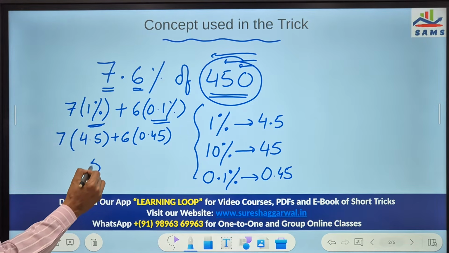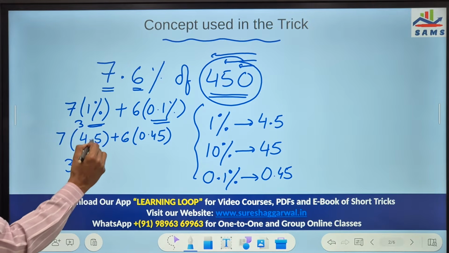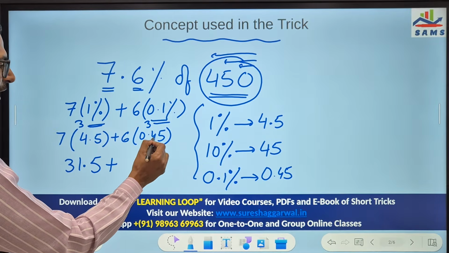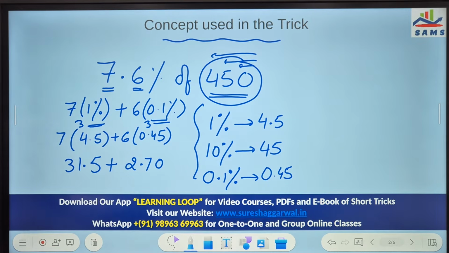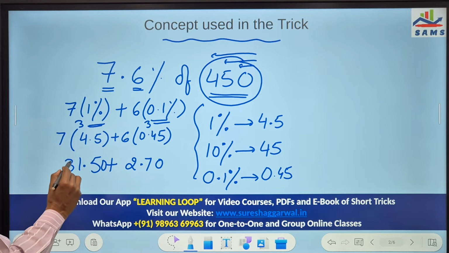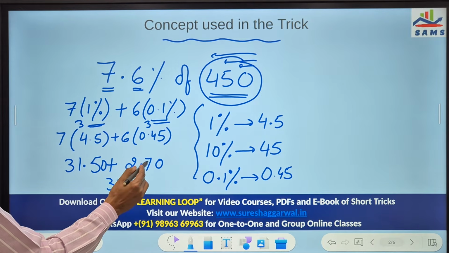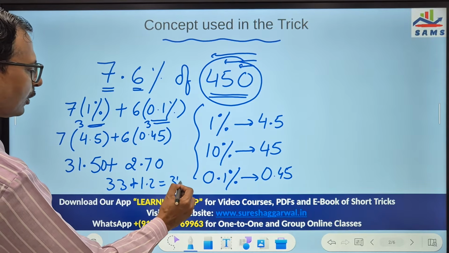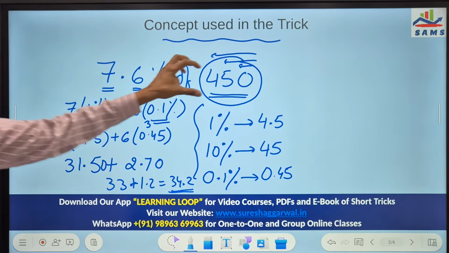7 5 is 35, 5, 3 carry, 7 4 is 28, 31. So 31.5 here plus 6 5 is 30, 0 3 carry, 6 4 is 24, 27, 7 and the 2. So 2.70. So when you add them, you will get your answer. So this can be written as 31 plus 2 is 33 point, and then this is 70 plus 120, right? So plus 1.2 which is 34.2, and that gives you your answer for the question, 7.6% of 450.